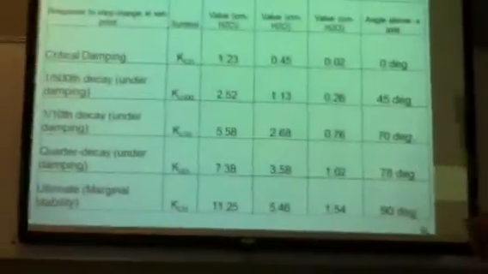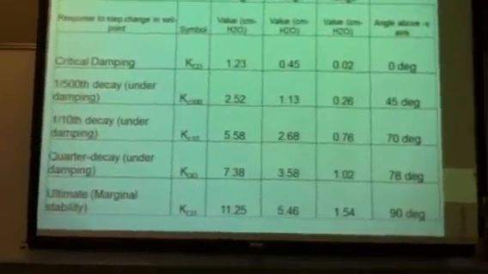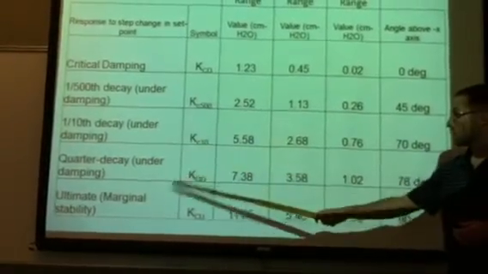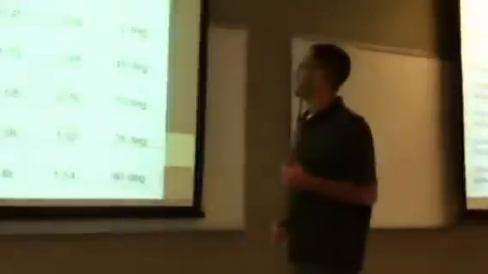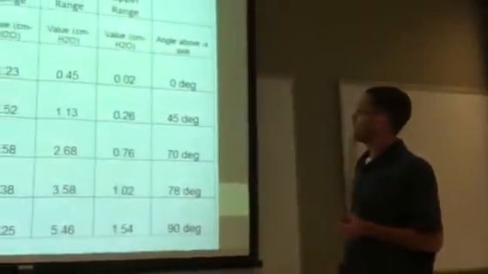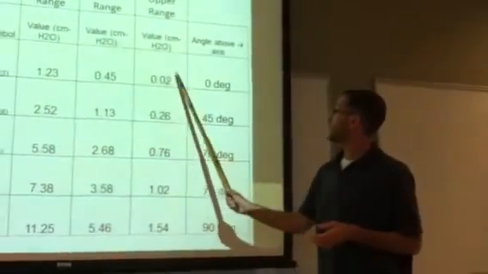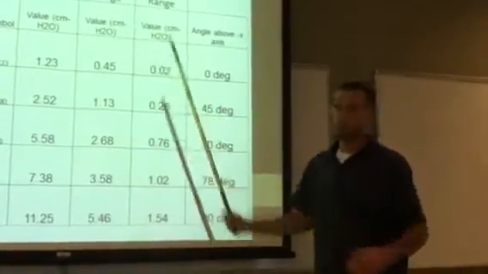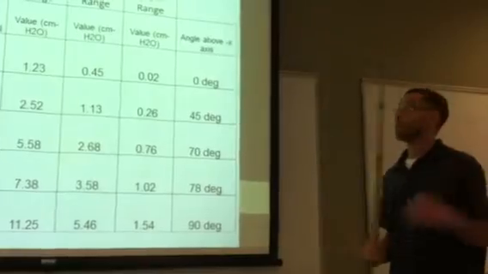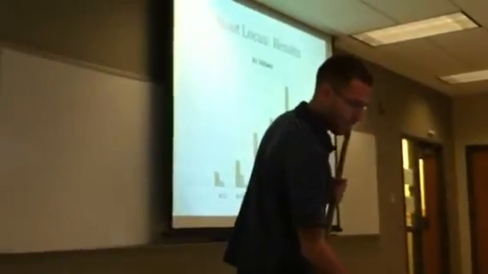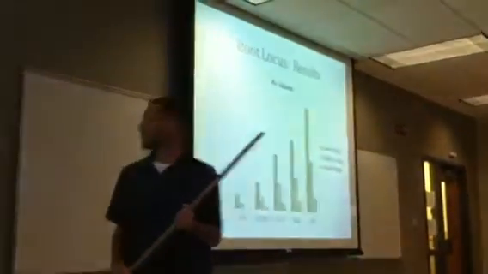And this is the data we collected for lower, middle, and upper range. Got a critical damping Kc, 1/500, 1/10, quarter, and ultimate. And these numbers get smaller as the range goes up, which means as the power to the system goes up, the numbers get smaller. And this is that same data, just in a chart form.